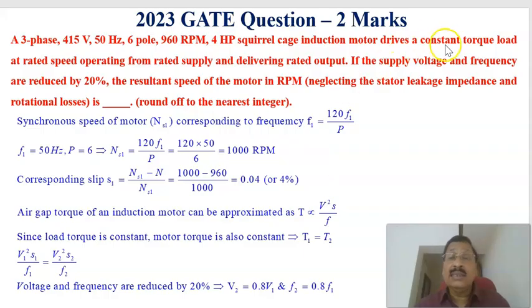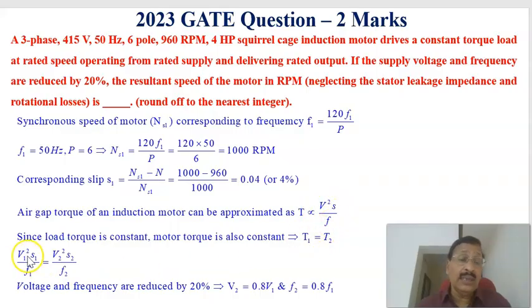Now here it is given that the load torque is constant. Since the load torque is constant, the motor torque is also constant, meaning that T1 equals T2. That is, the second case torque is the same as the first case torque, when the frequency and voltage are reduced. I am considering this as the second case. Then that torque is the same as torque 1, or T1 equals T2. Torque is proportional to V square S by F.